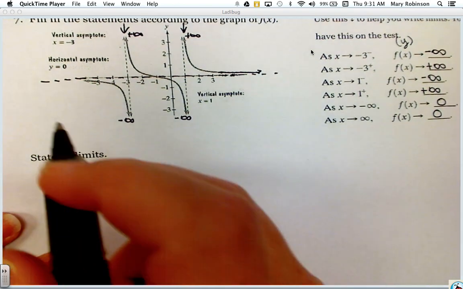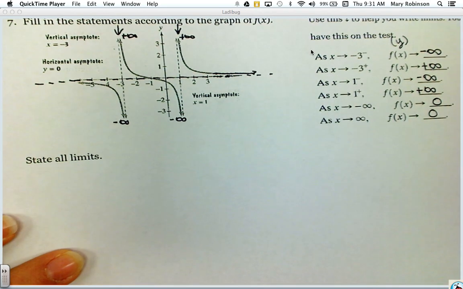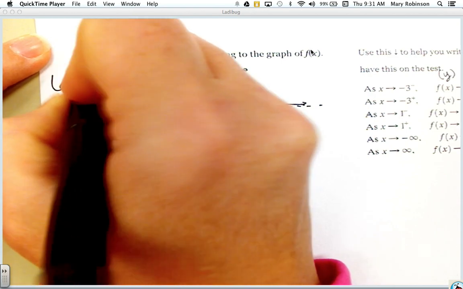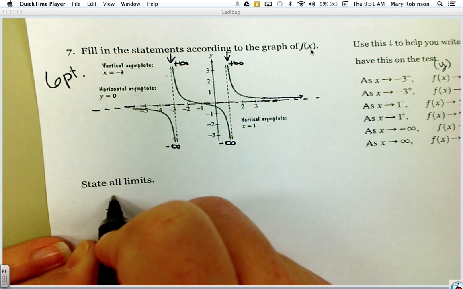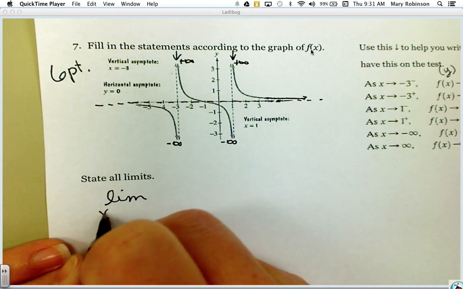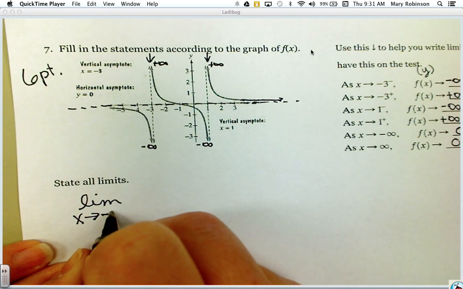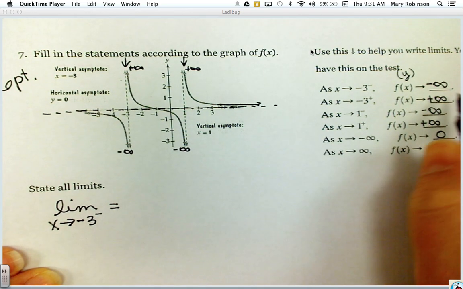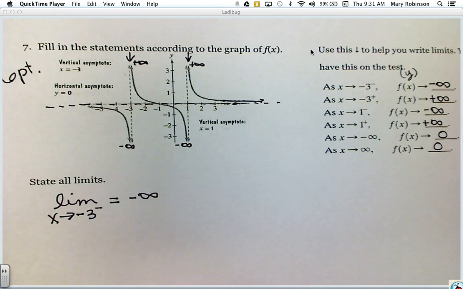to write the limits. So we have 1, 2, 3, 4, 5, 6 limits that we have to write, which means this test question is going to be a 6-point test question, okay? So what we state is the limit, and then underneath, as x approaches, and we'll start with the first one, -3 from the left, the limit equals negative infinity. And that's how we write a limit.